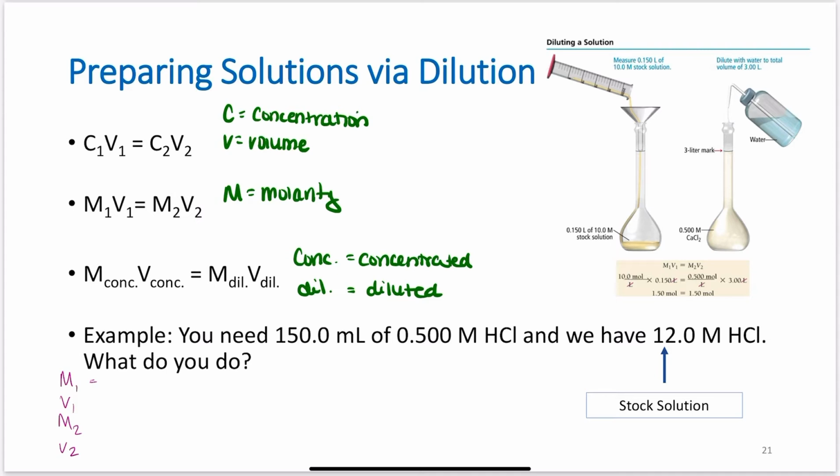M1 is your starting concentration. We have 12 molar. That is our stock solution. M1 will be your highest concentration. V1 is how much of the stock do I need to use to make my diluted solution? I don't know, that's what I'm trying to find out. M2 is the concentration we're trying to prepare. In this case, that would be 0.500 molar.